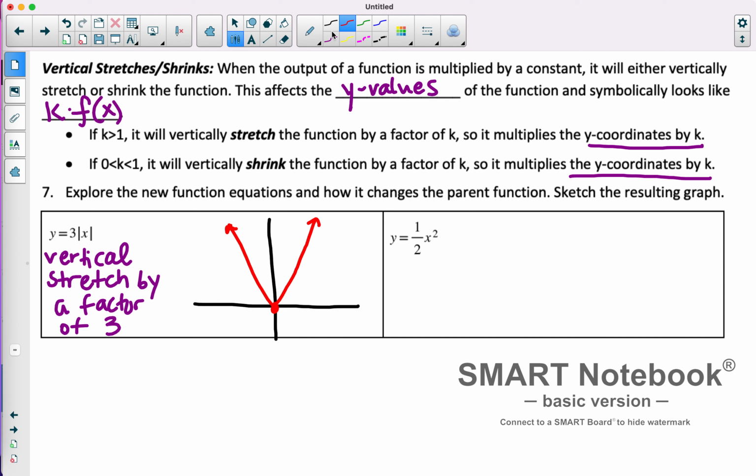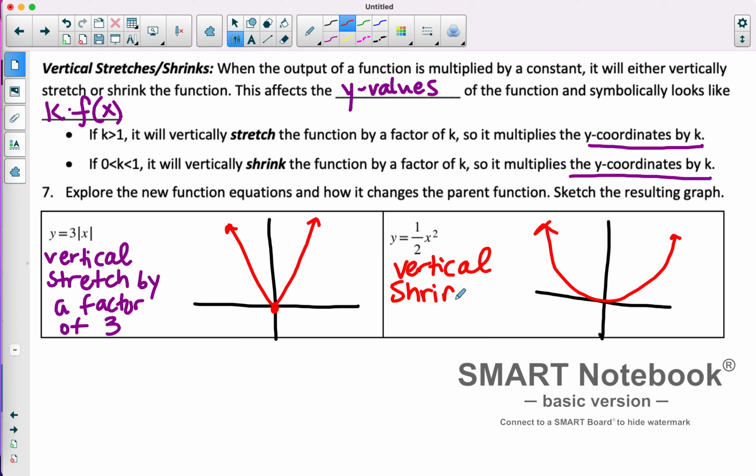Alright, so take that parabola and decrease our vertical distance. So vertical shrink this time by a factor of 1/2.